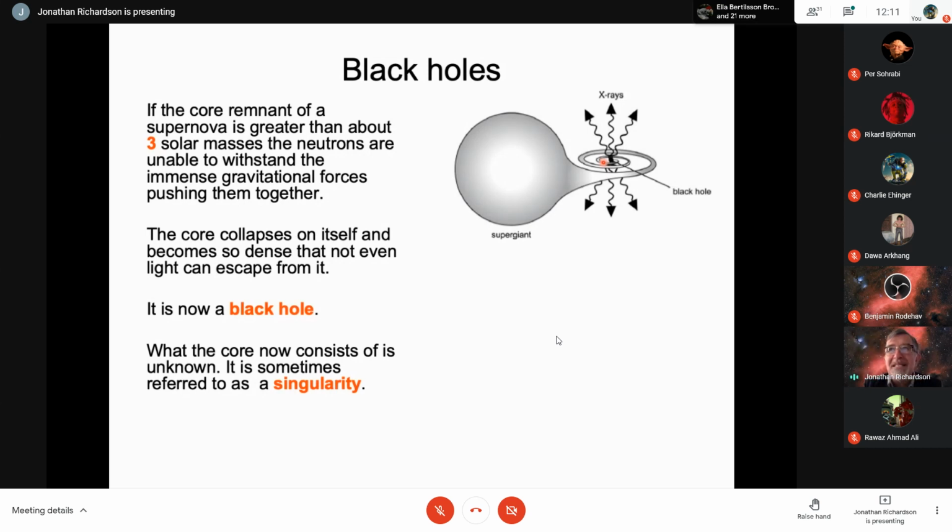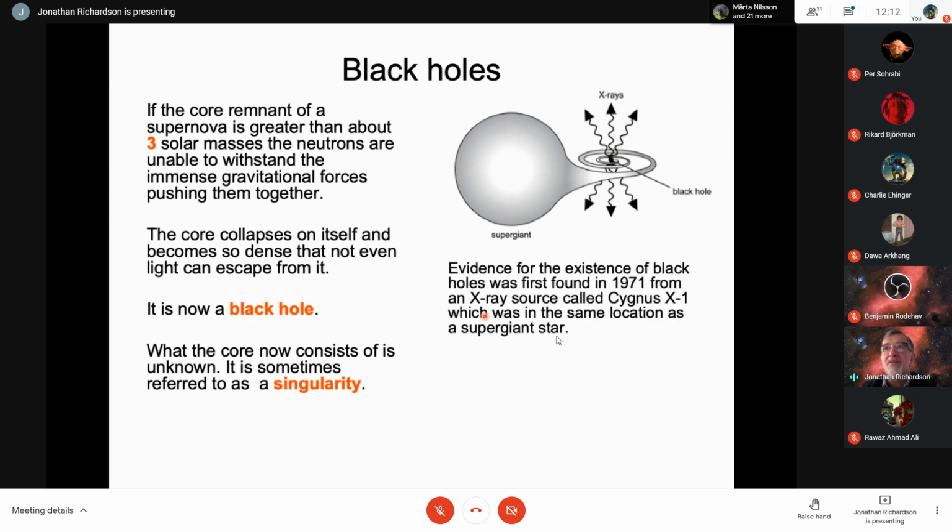By the time the matter gets to the black hole and crosses an event horizon that we'll look at in a couple of moments, it is traveling pretty quickly. And when an object is accelerating inside a gravitational field, we get the emission of X-rays. So we see evidence for this black hole, not by seeing the black hole, but by seeing X-rays seeming to come from nothing. And this is indeed what happened.